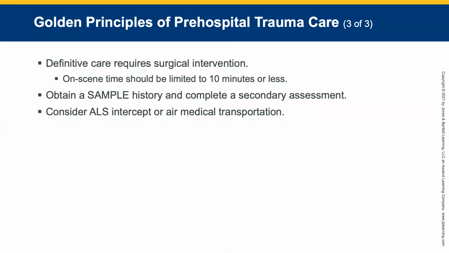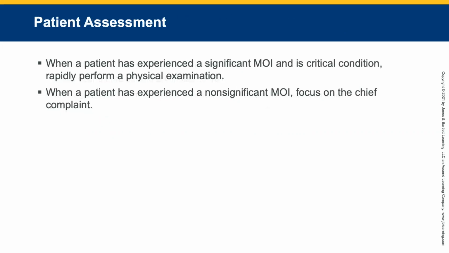So I'm going to say this right here. Make this a priority to get ALS intercept or air medical support, depending on your location of the facility. Patient assessment. When you're caring for a patient who has experienced a significant MOI and the patient is considered to be in serious critical condition, you should rapidly perform a physical exam. With a patient who has experienced a non-significant MOI, focus on the chief complaint while assessing the patient as a whole.